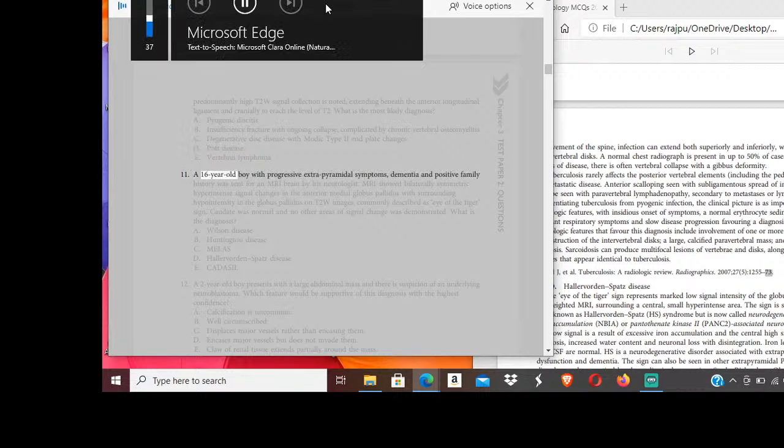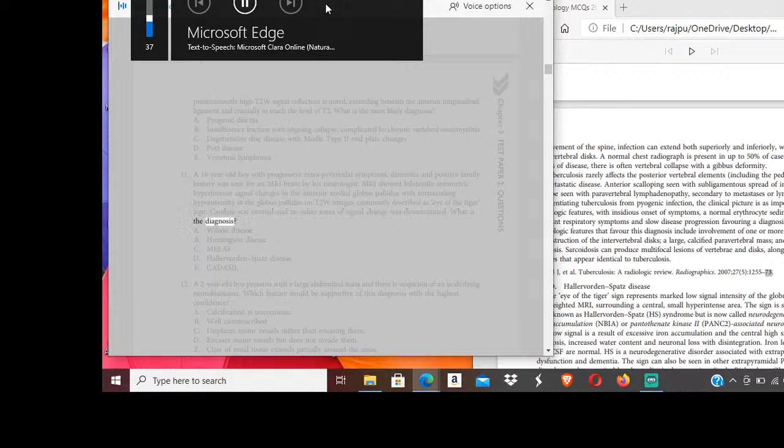11. A 16-year-old boy with progressive extrapyramidal symptoms, dementia and positive family history was sent for an MRI brain by his neurologist. MRI showed bilaterally symmetric hyperintense signal changes in the anterior medial globus pallidus with surrounding hypointensity in the globus pallidus on T2W images, commonly described as the eye of the tiger sign. Caudate was normal and no other areas of signal change was demonstrated.